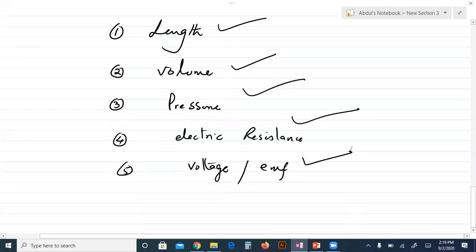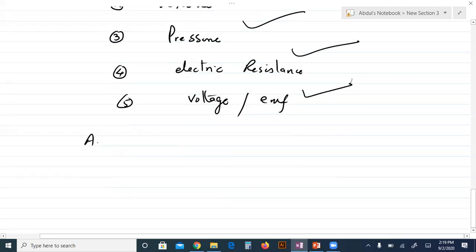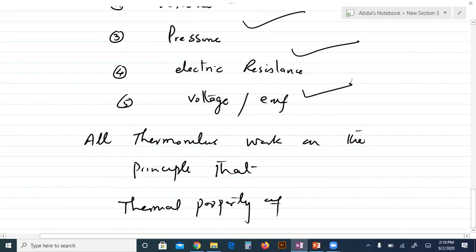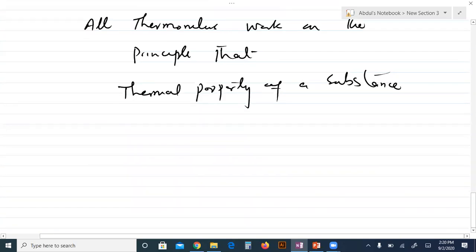So all thermometers work on the principle that thermal property of a substance changes with temperature. All thermometers.